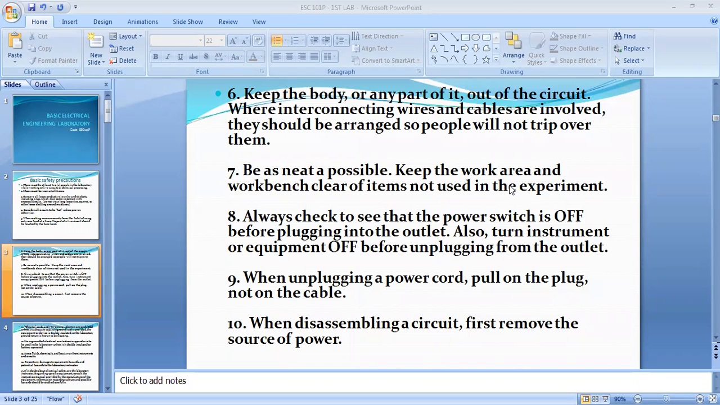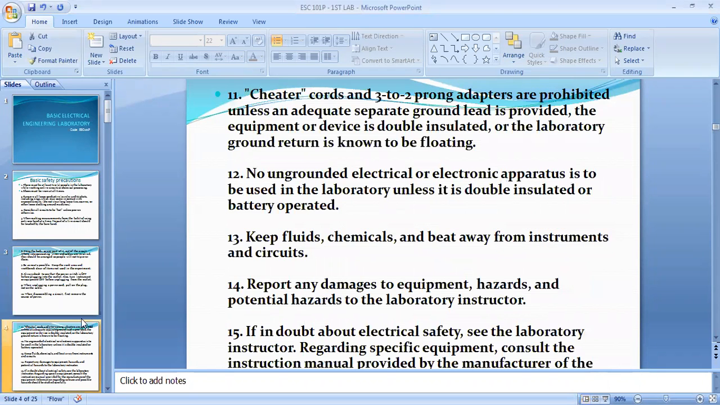Okay. So next in electrical safety, we go to the next slide. When you design a circuit or work with electrical machines, keep chemicals and fluids away from the instrument or the circuit. This can damage the instrument, and not only that, you may get shocked by the fluid when it is poured into the machine.